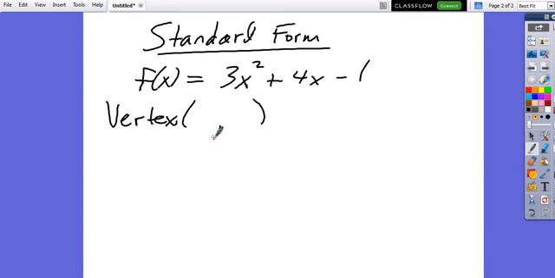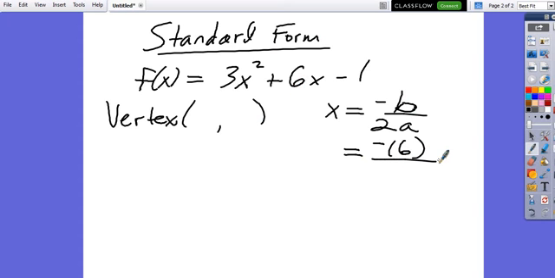So to find that vertex, we use the formula x equals negative b over 2a. So in this particular problem, we're going to have negative 4. I'm going to change that 4 to a 6 because I want this thing to work out nicely. So we're going to have negative 6 divided by 2 times 3. Negative 6 divided by 6 comes out to be negative 1. So the x value of our vertex is negative 1.